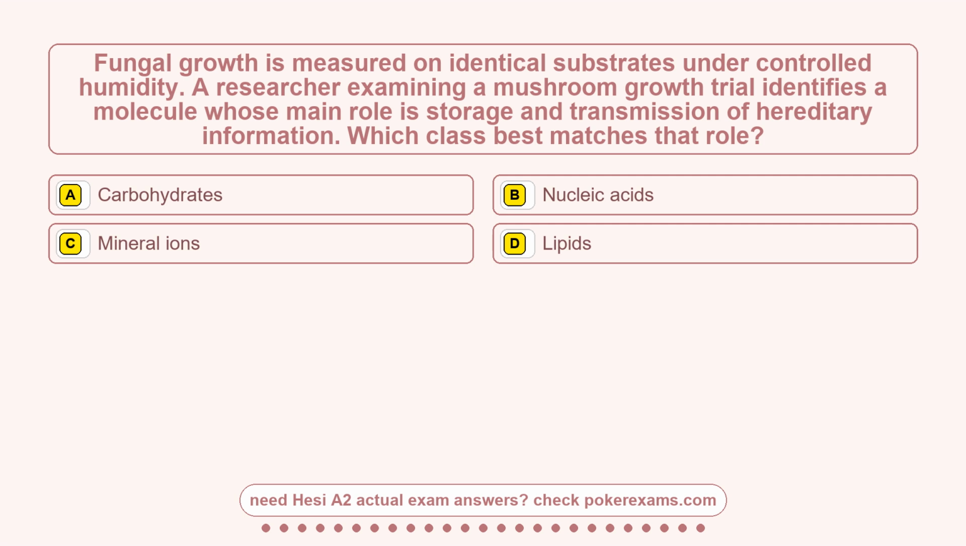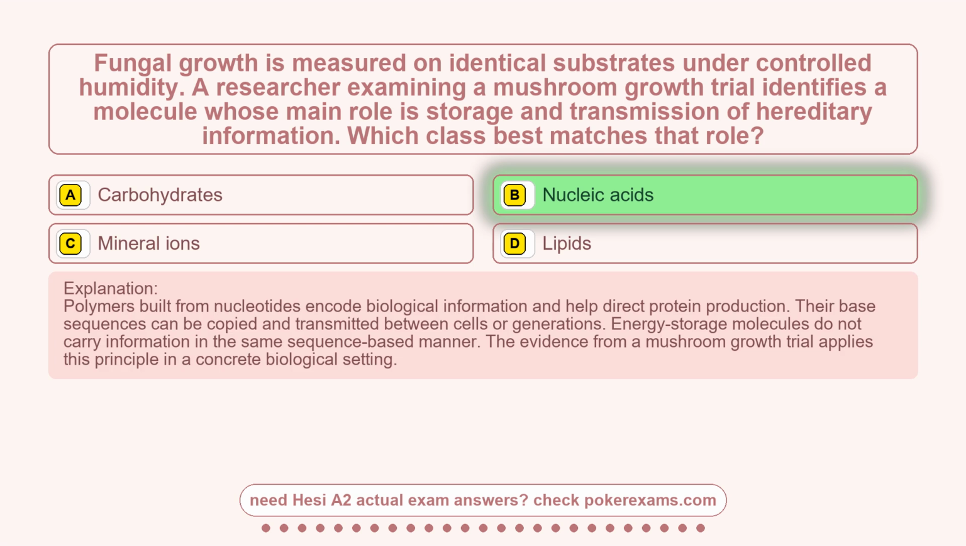Question 17. Fungal growth is measured on identical substrates under controlled humidity. A researcher examining a mushroom growth trial identifies a molecule whose main role is storage and transmission of hereditary information. Which class best matches that role? Option A carbohydrates, Option B nucleic acids, Option C mineral ions, Option D lipids. The correct answer is Option B, nucleic acids.